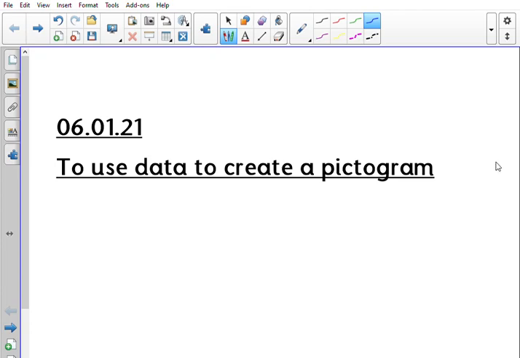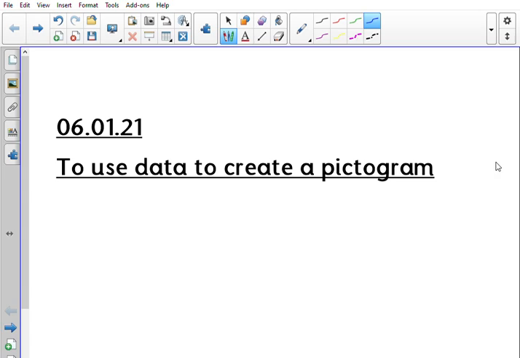Everybody. Today we're going to have a look at creating pictograms. We're going to be given some information, and using that information we're going to put it into a pictogram. So our LO today is to use data to create a pictogram. Yesterday we had a look at tally charts, which are slightly different to pictograms because we're just using lines. We were just using vertical and diagonal lines.